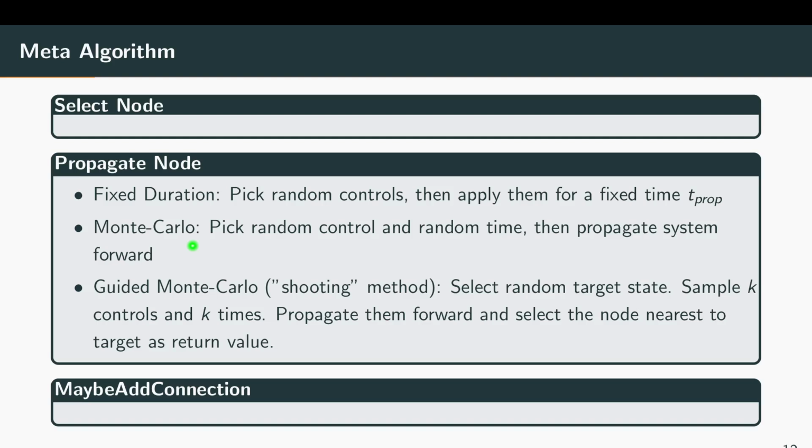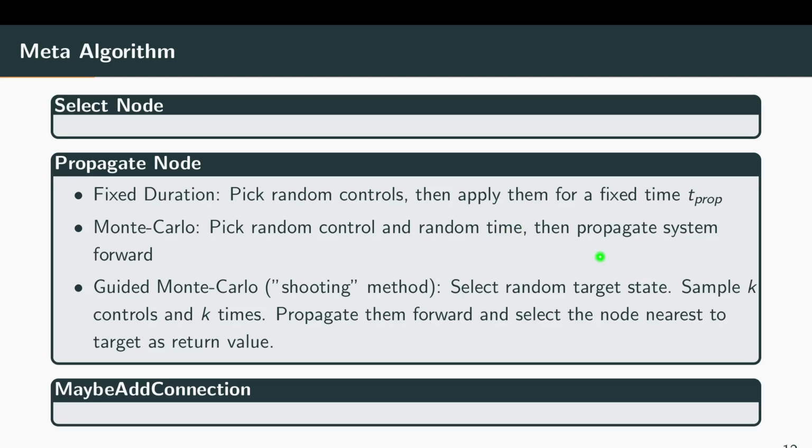Then for propagation, there's also at least 3 methods. Maybe the most simple one is that we randomly sample some control action. We use our fixed t prop time that is typically user provided. Then we apply it with the dynamics, we compute the next state, and we are done. Monte Carlo means we now not only randomize the control itself, but we also randomize the time, how much we want to forward propagate. But then we keep the control constant. And then we just propagate the system forward.